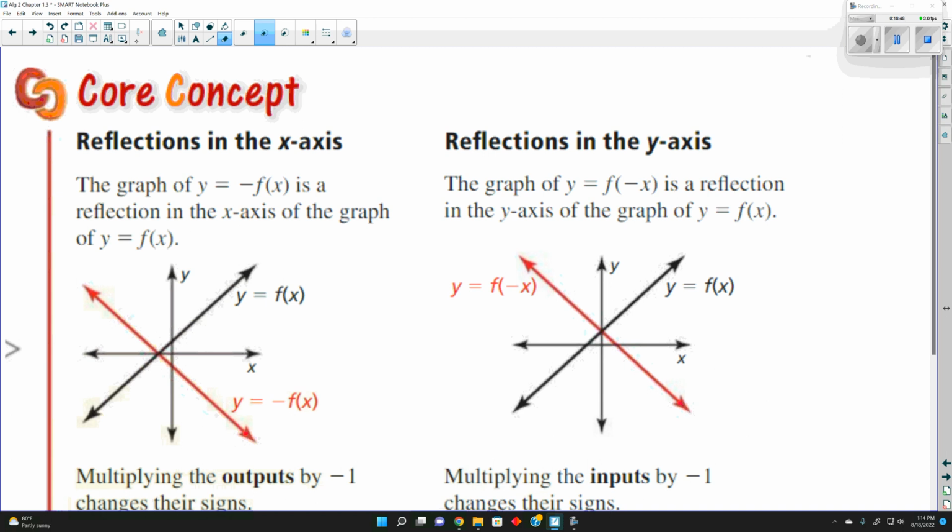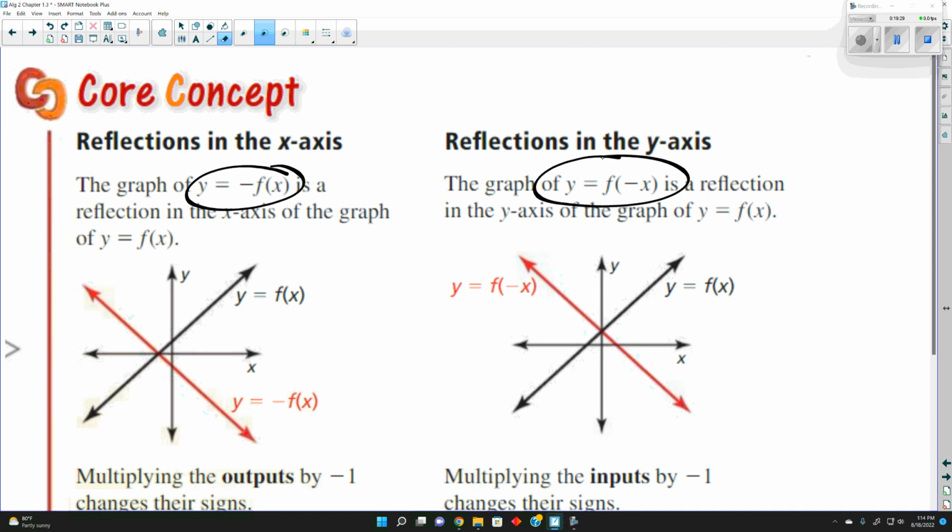Now what we're looking at next is reflections. And again, just like what we did with translations, we'll have a general form. And these right here are the general forms. Reflection across the x-axis. So we're going to be dealing with y is equal to negative f of x. And a reflection across the y-axis, we're going to be looking at y equals f of negative x.